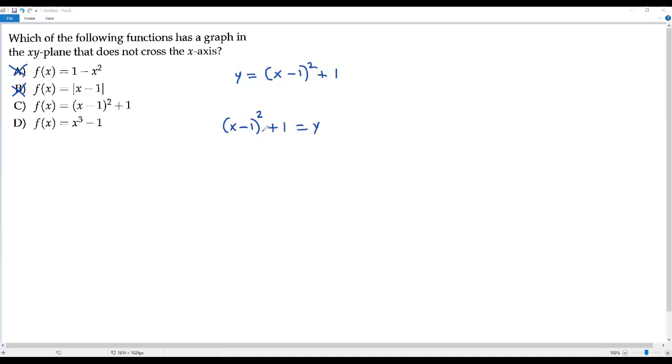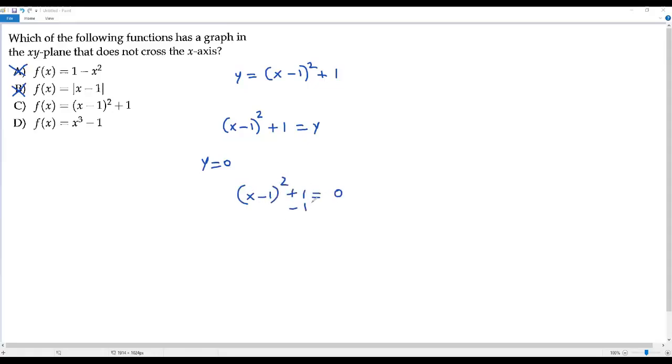Okay, so to check whether the graph of the function in option C crosses the x-axis or not, what I have to do is plug in the same thing, whatever process I've done for option A and B. That is, I have to plug in y equals 0 and check whether I'm getting a real value for x or not. Okay, let me plug in y equals 0 over here. Then I'm getting (x minus 1) the whole squared, plus 1 equals 0.